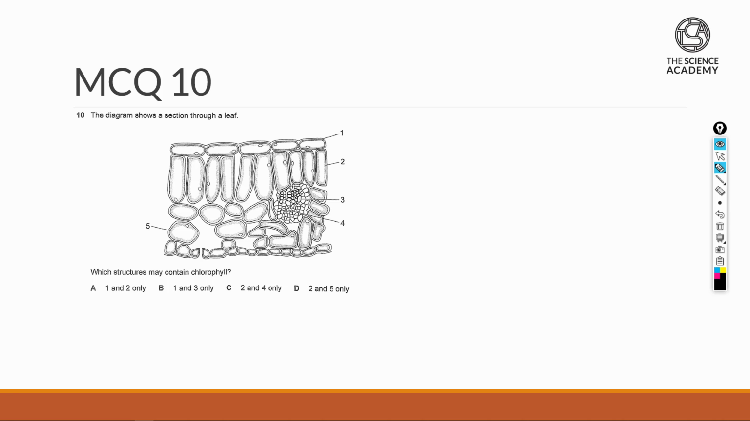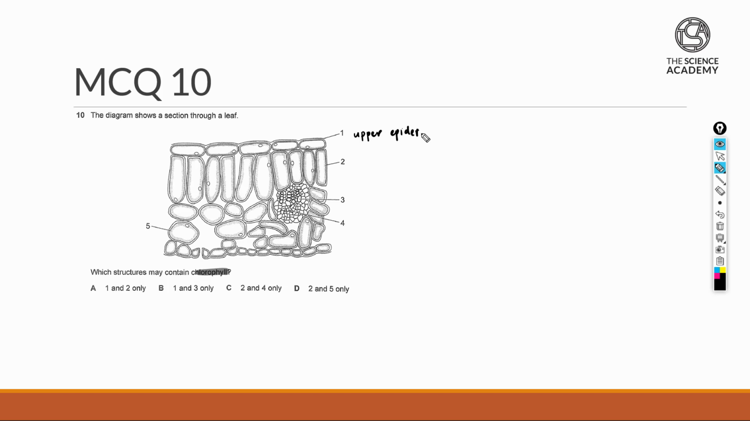MCQ 10 is another common question with respect to plant. In this case here, this is a cross-section of the leaf, and we're looking for the part that contains chlorophyll. As per usual, let's do the labeling. At the top itself, we have the upper epidermis.